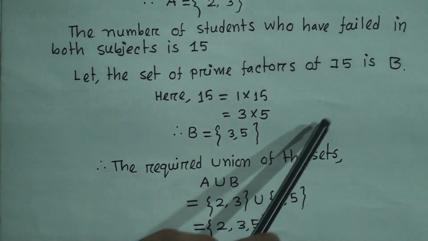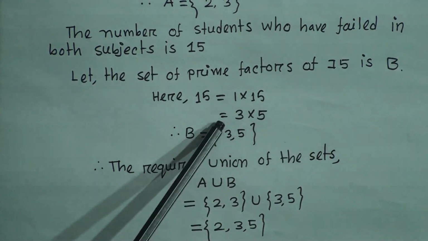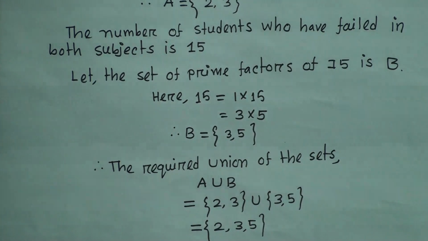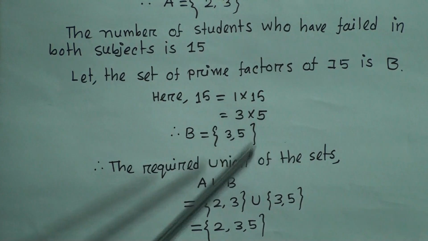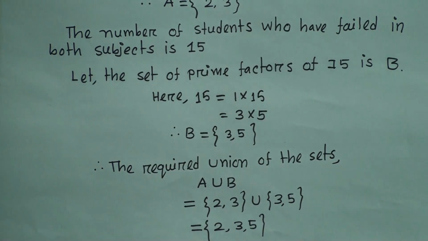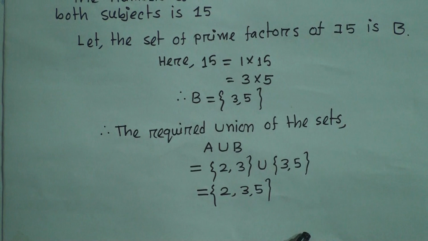The number of students who have failed in both subjects is 15. Let the set of prime factors of 15 be B. Here 15 equals 1 into 15, or 3 into 5. You see, 3 and 5 both are prime numbers, so we select both 3 and 5. Therefore B equals 3, 5. Therefore the required union of the sets is A union B. A equals 2, 3, union B equals 3, 5. Now union means common, uncommon, all. That means 2, 3, 5. Okay students, this is our required solution.